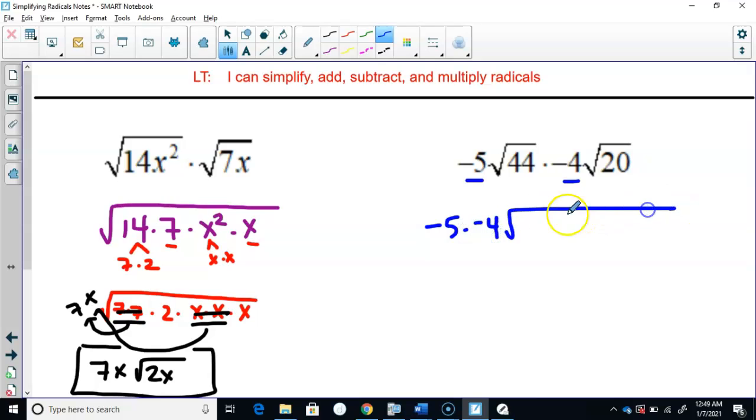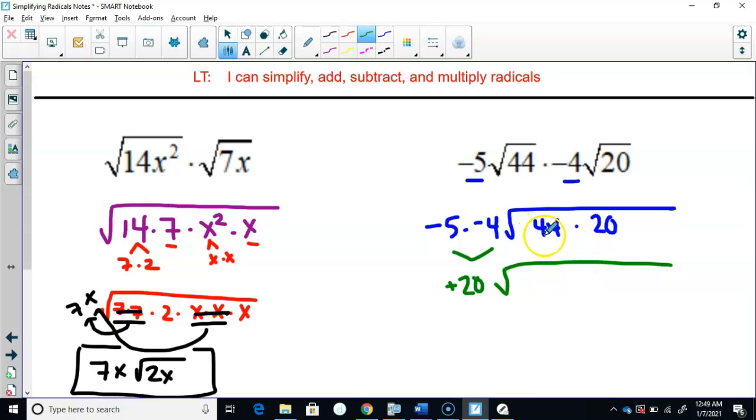Times the square root of 44 times 20. So what's inside of the radical goes inside of the radical in one, and what's outside goes outside of the radical. Okay, I know that -5 times -4 is -20. I'm sorry, it's +20, forgive me. Okay, because a negative times a negative is a positive.